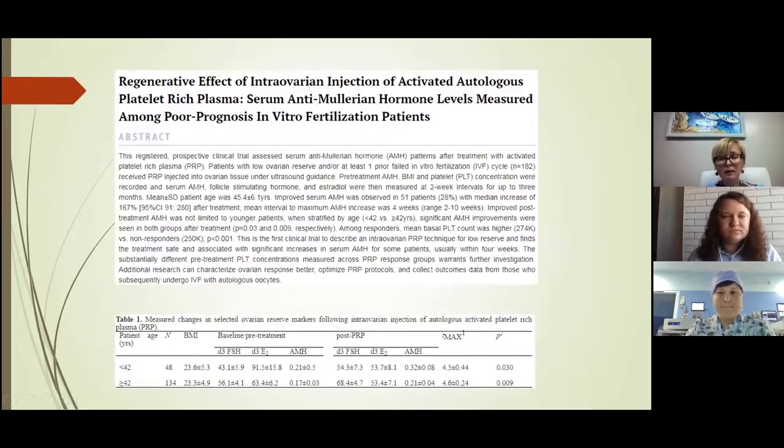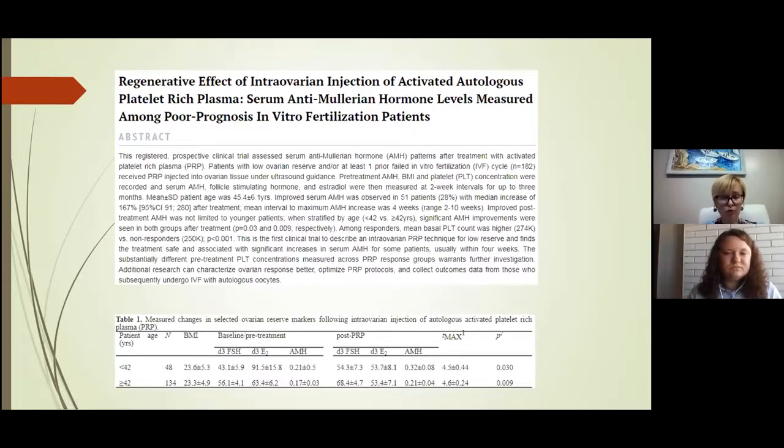In this scientific work it was shown that not all women give this good reaction to platelet-rich plasma treatment. But in most of them, we can observe an increase of AMH level 4 or 5 weeks after the treatment. And around 1/3 of these women give a very good result in improving the number of eggs and number of follicles of the ovary.